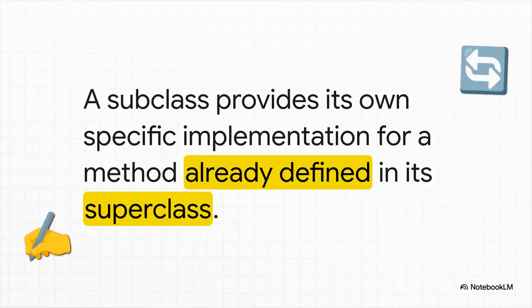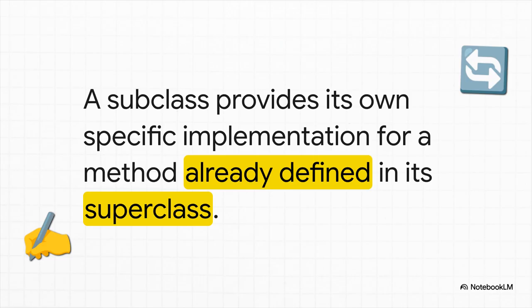So what happens when a subclass inherits a method but wants to do things a little differently? That's where method overriding comes in. Look at this example. The Animal class has a general eat method, but for a Dog, maybe we want to be more specific. So the Dog class provides its own version of the eat method. It overrides the original.